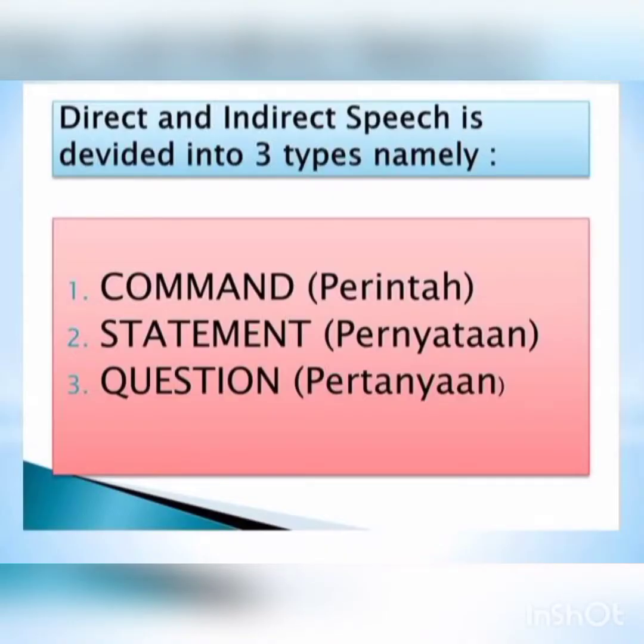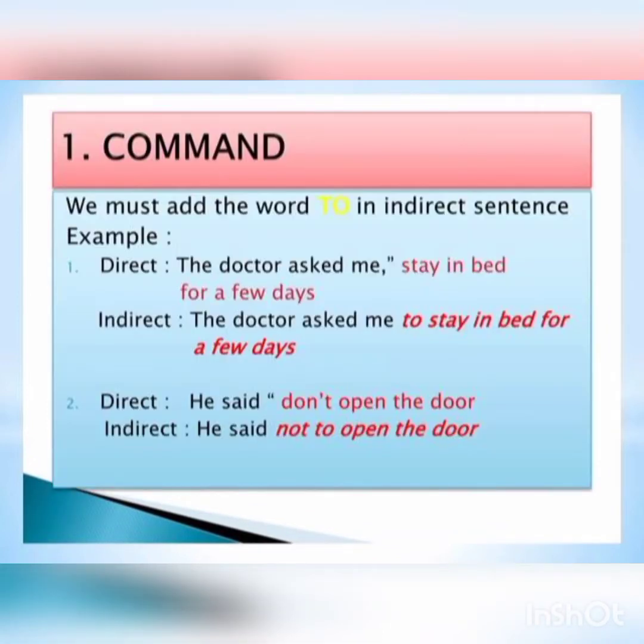So, direct and indirect speech is divided into three types, namely command, statement, questions. Command: we must add the word to in indirect sentence. For example, the doctor asked me stay in bed for a few days. Let's see as an indirect form. The doctor asked me to stay in bed for a few days. Here we can add the preposition to here.